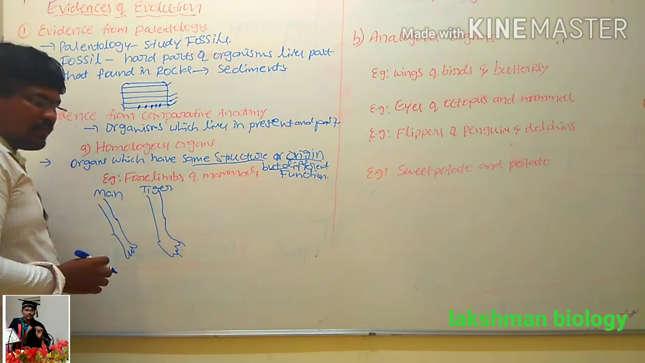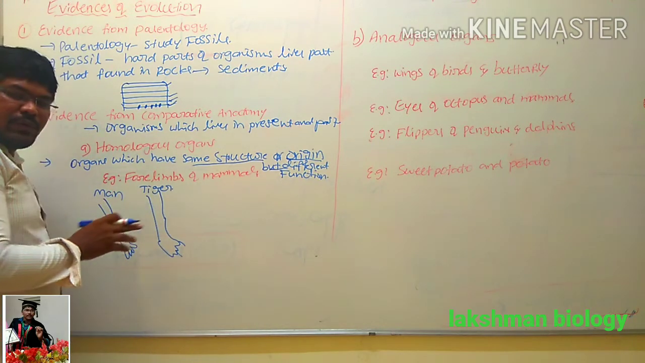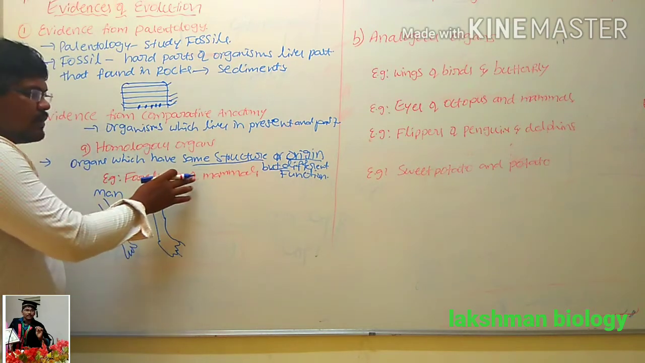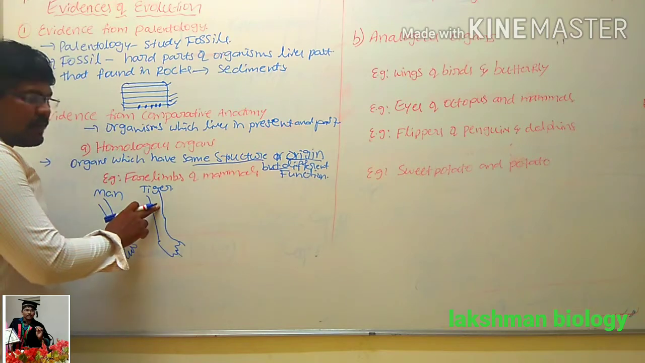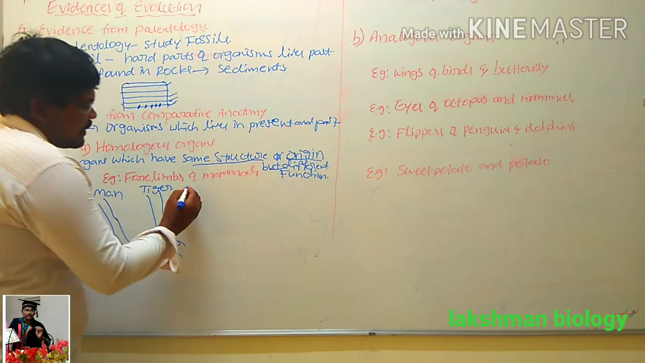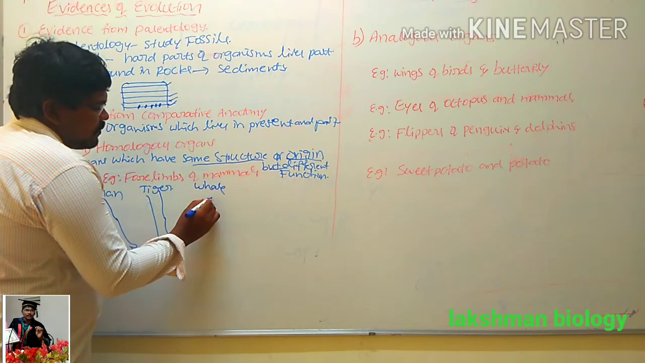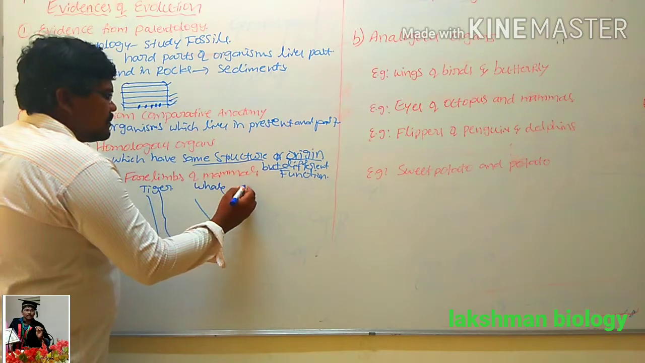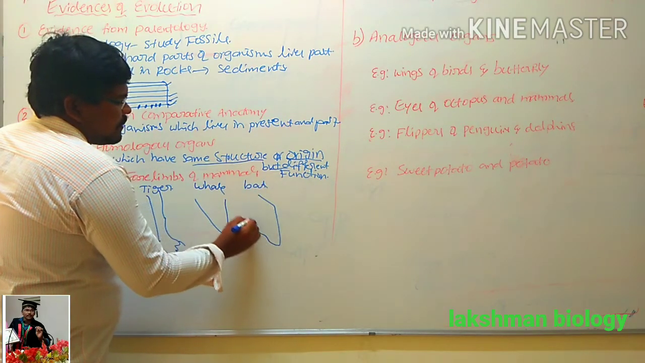What is the best example for homologous organs? Forelegs of mammals. We will take a few mammals to explain about the forelegs of mammals. First, I have taken man foreleg. Again, I have taken tiger foreleg. After that, we have to take blue whale foreleg. Next, I have to take the forelegs of bat. This is the foreleg of bat.